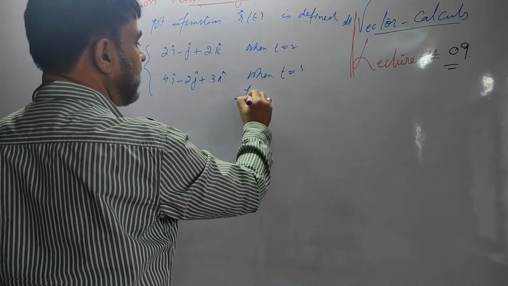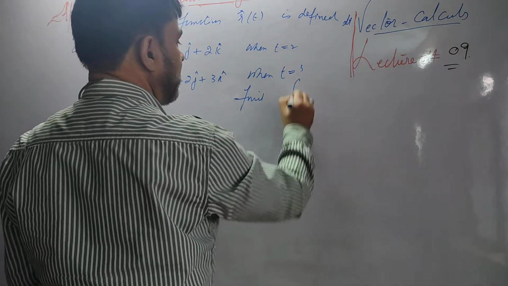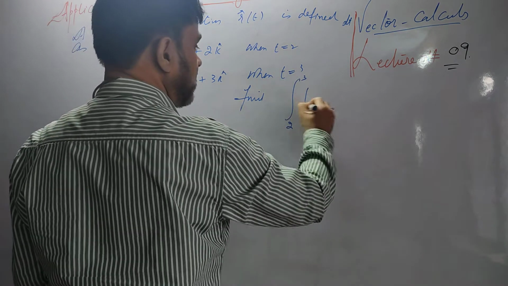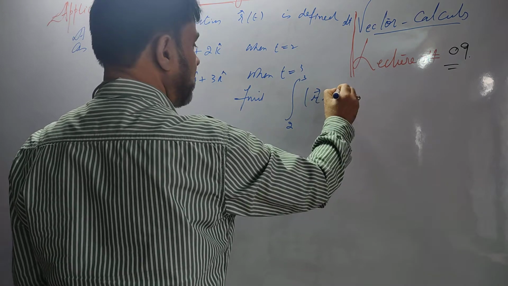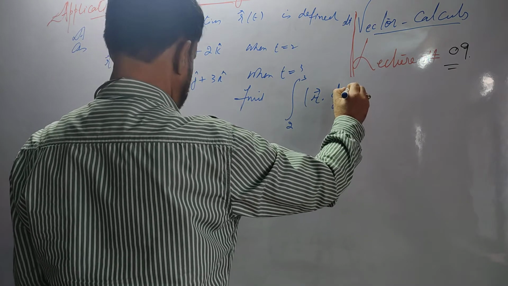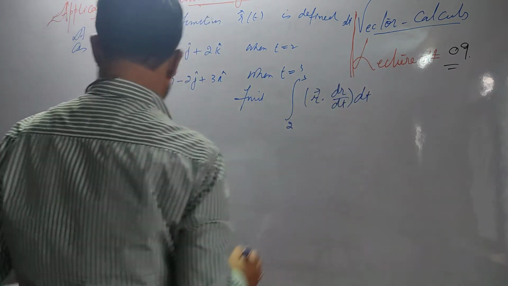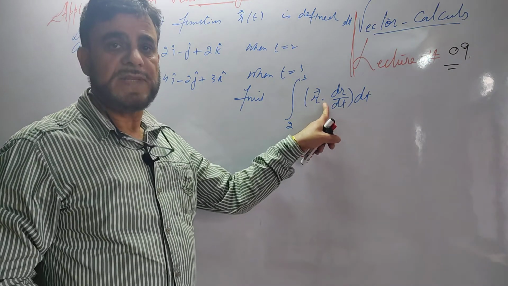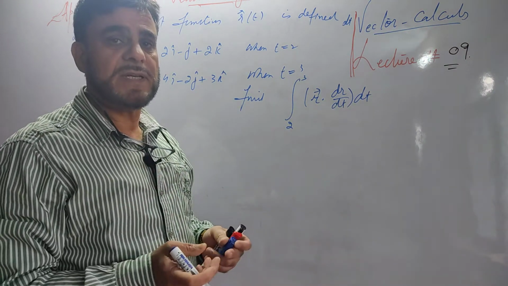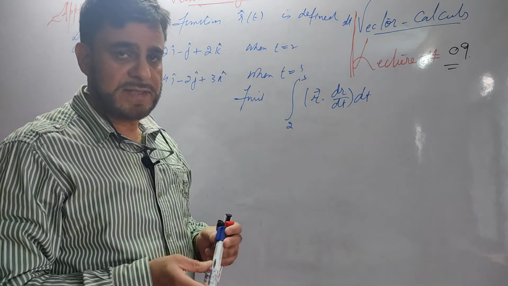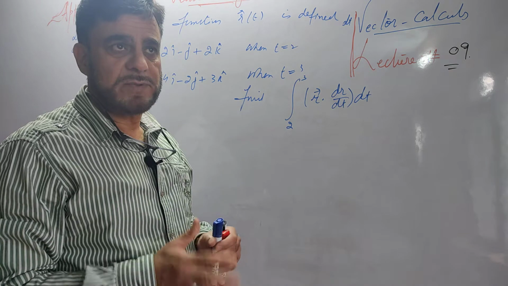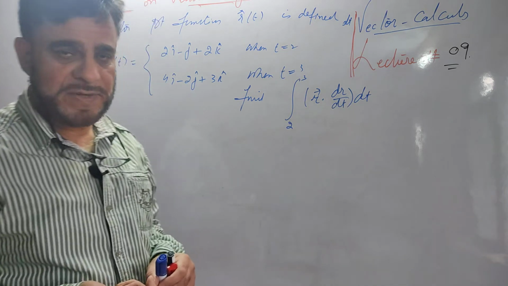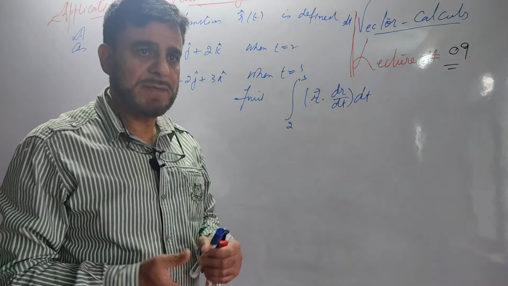Suppose you are asked to find the definite integral from 2 to 3 of r dot dr by dt. Well, you have seen in the previous question we had a cross product, and the result that we got was not a scalar, it was again a vector. As I told you in the previous 8th lecture, the integral of a certain vector point function is sometimes a vector and sometimes a scalar.